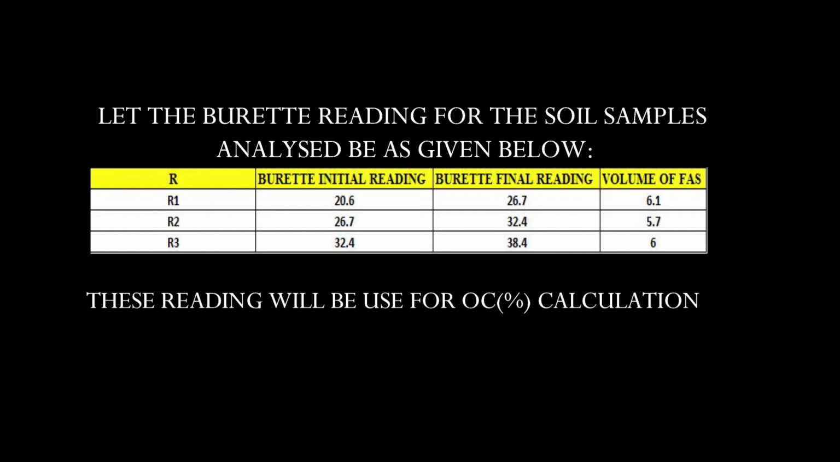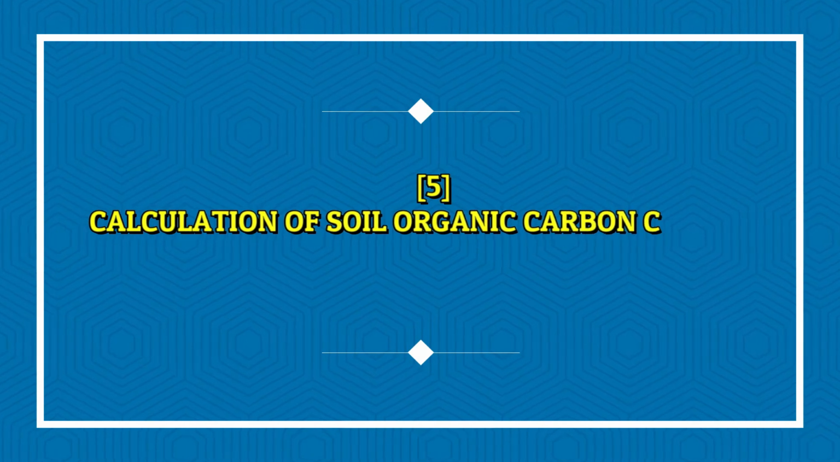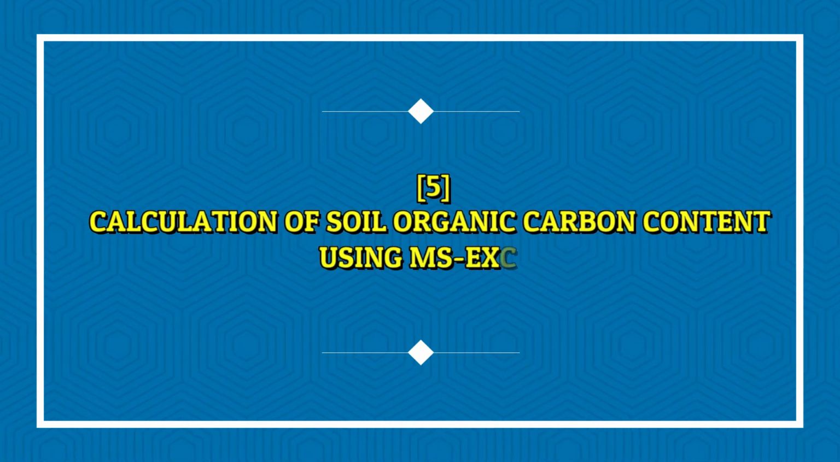And for demonstration purposes, let the burette readings for the soil sample analyzed be as given below. And this reading will be used for organic carbon percentage calculation later. So once you have completed this stage, the laboratory analysis stage is complete. And after that, we'll move on to the last stage, that is the calculation of soil organic carbon content using Microsoft Excel.